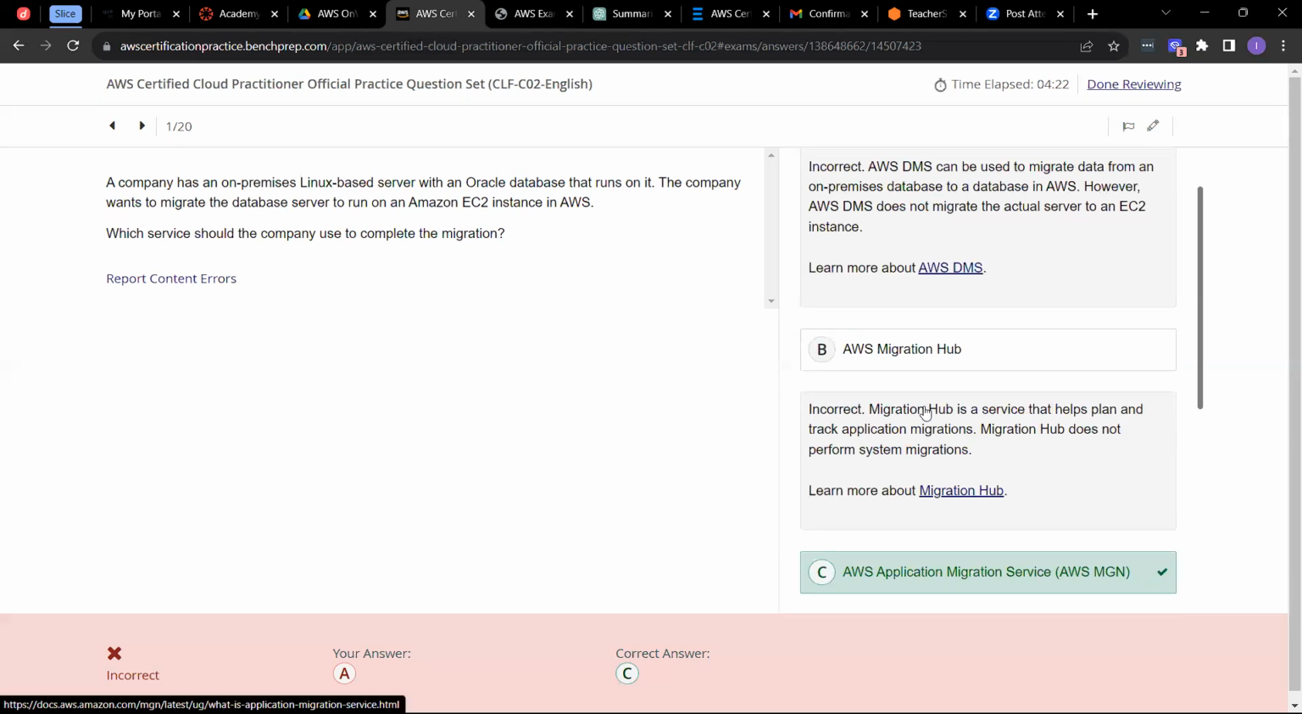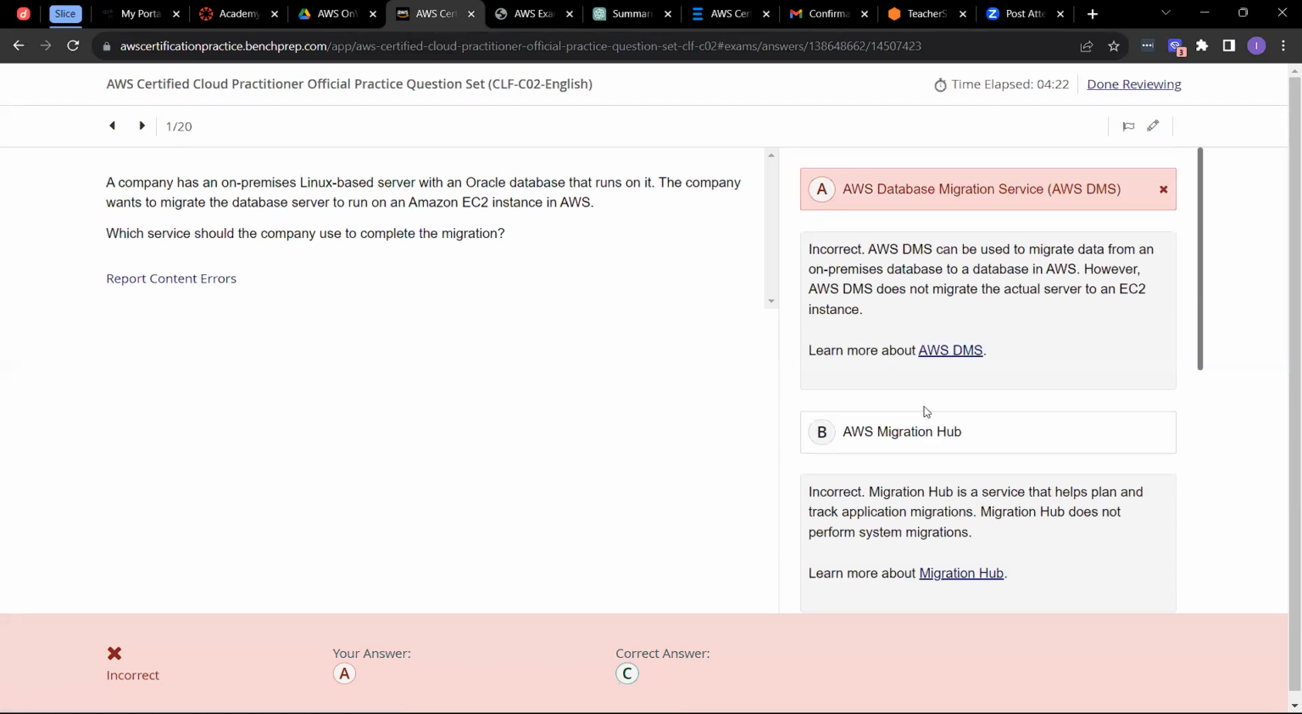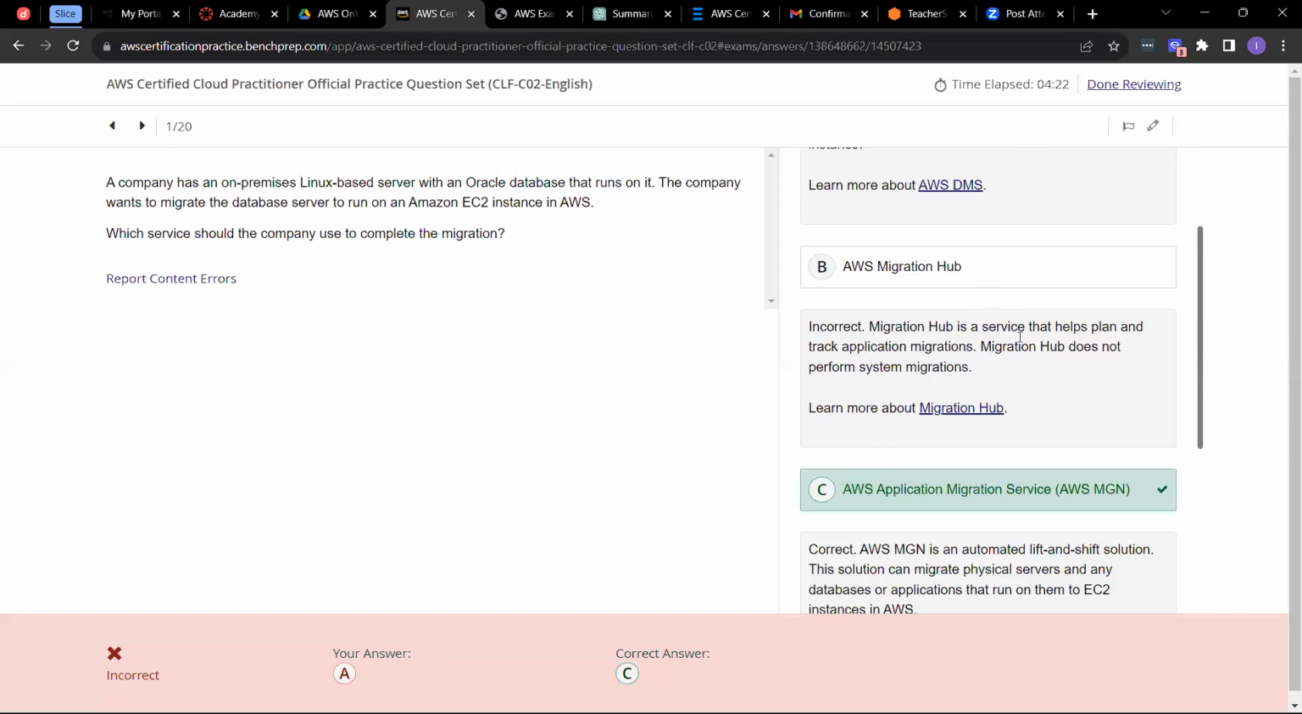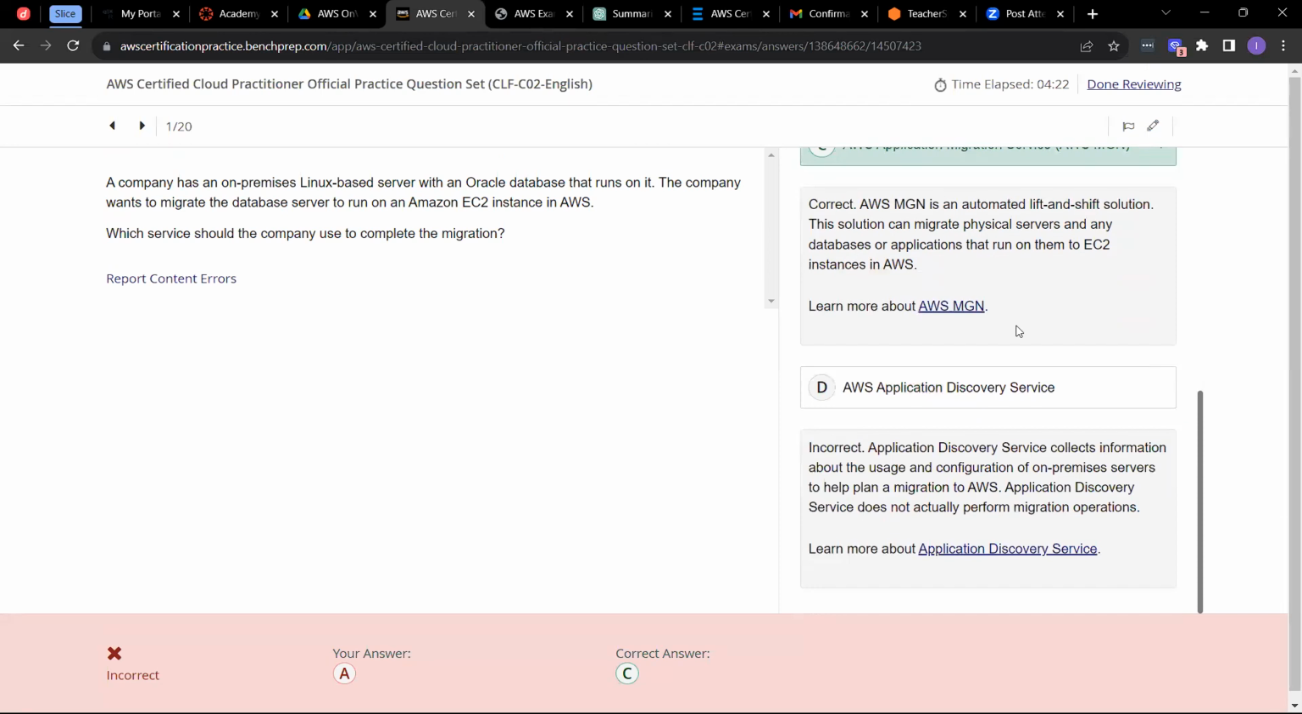And with the database migration service, you are just transferring the data from the database server. You don't even lift the server itself. You are just taking the data out of the server, and then you put it on EC2. So that's where you use it. And then the Migration Hub is a service for planning and tracking. So it's for planning and tracking. And how different is this from the container?